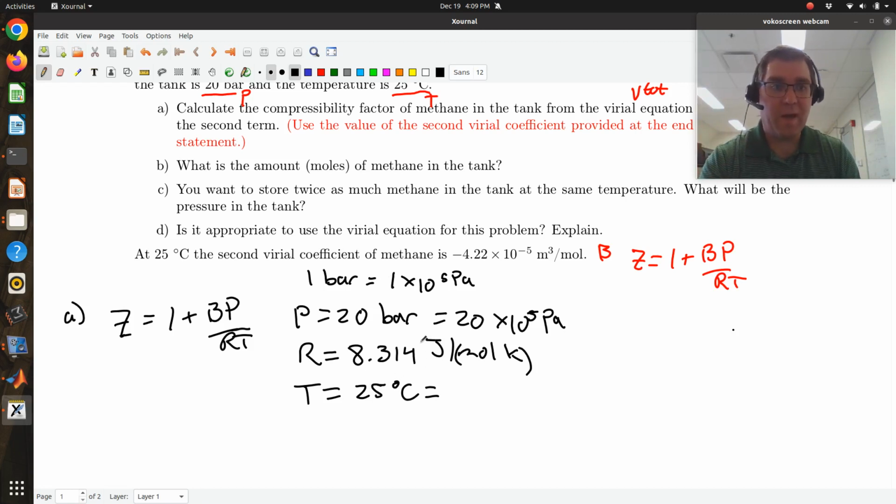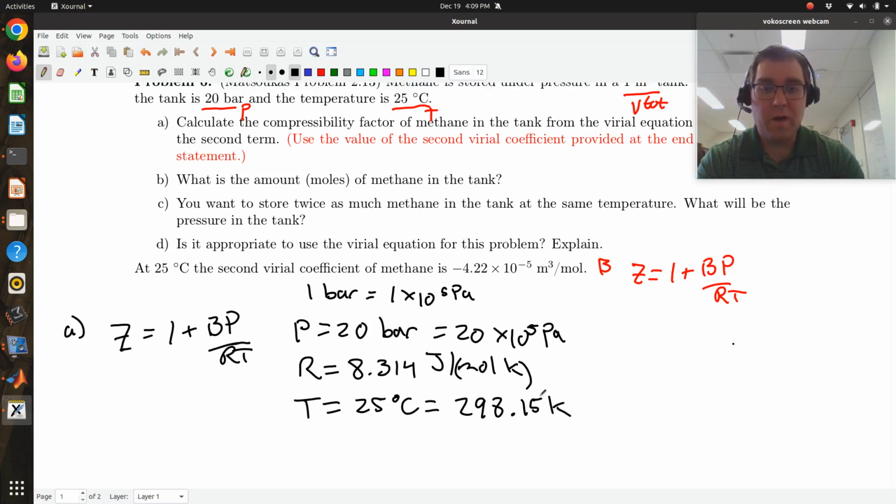And so I do that by adding 273.15. So 25 degrees C is equal to 298.15 Kelvin. Okay, cool. Now I'll go over to MATLAB in just a second and compute Z. But I want to set up B as well, and then we'll jump over to MATLAB and solve A and B.